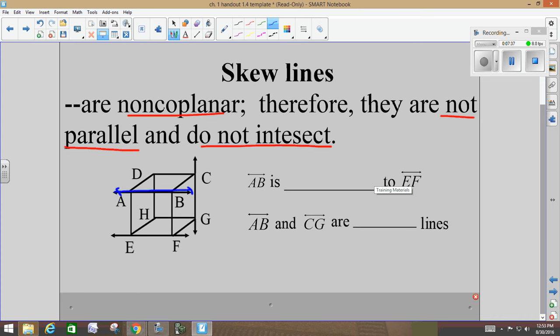Your little example box there. Line AB and line EF, how would you describe them? Parallel or skew? Parallel. That's the symbol for parallel. You can write the word if you want. I'm going to use the symbol. Two little parallel lines. Pretty creative.